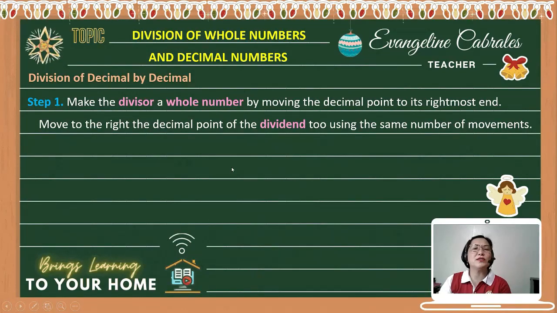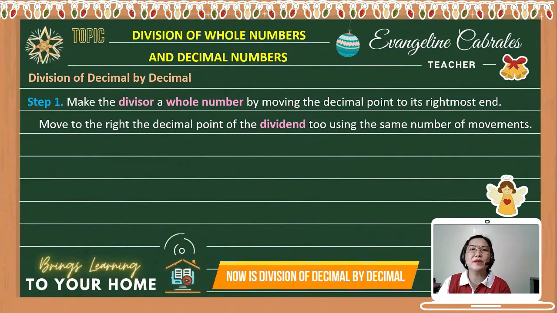Let's proceed to the next topic, which is division of whole numbers and decimal numbers. I'm sorry, the next topic pala is division of decimal by decimal. Kanina yon yung division of whole numbers and decimal numbers. Yun yung ginawa natin kanina. Ngayon, ang atin namang gagawin ay division of decimal by decimal. So, what does that mean? That means, decimal ang divisor, decimal din ang dividend.